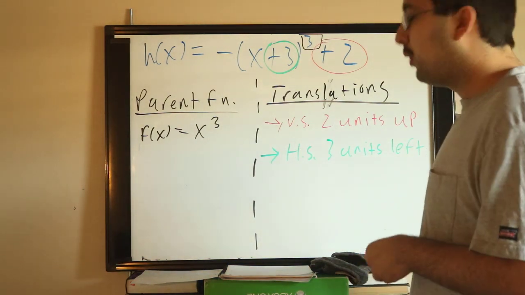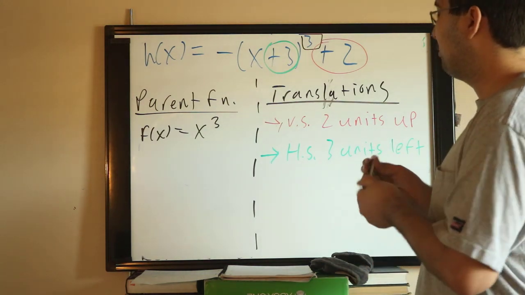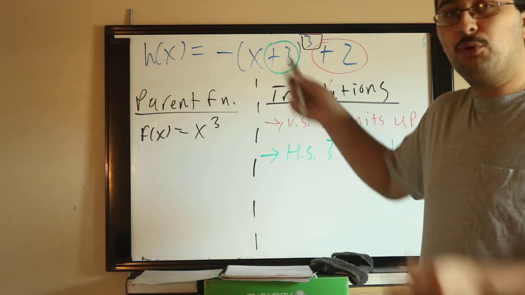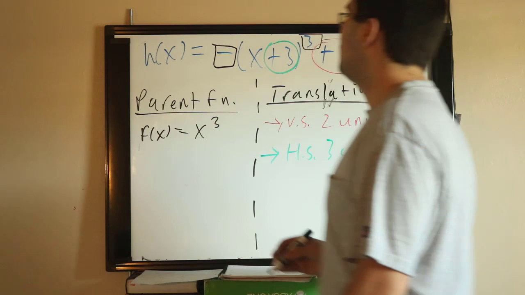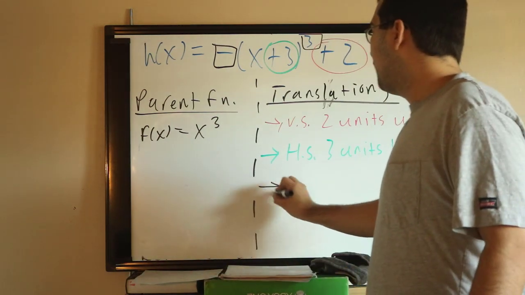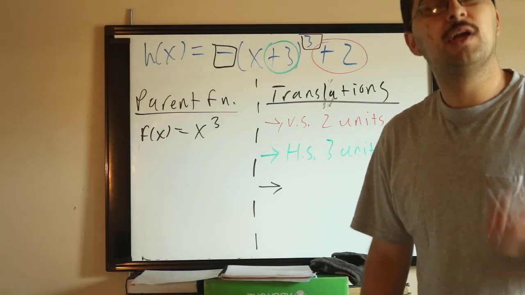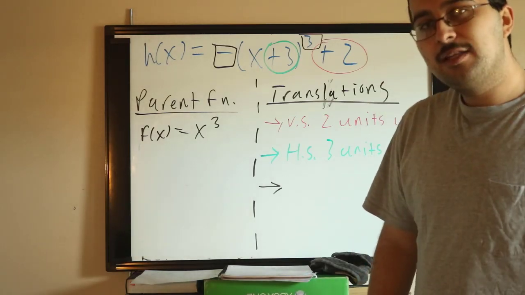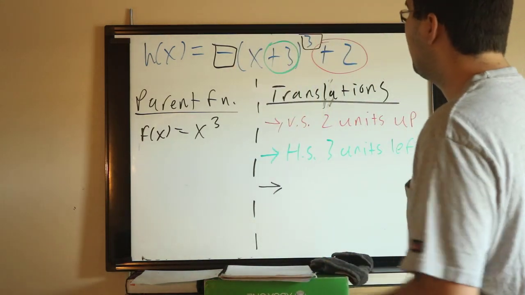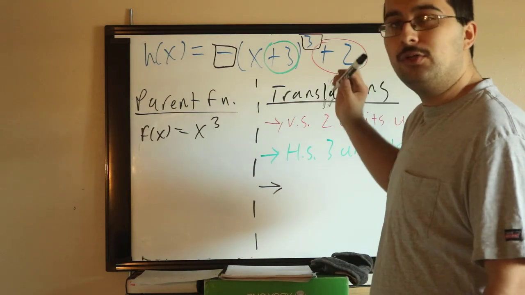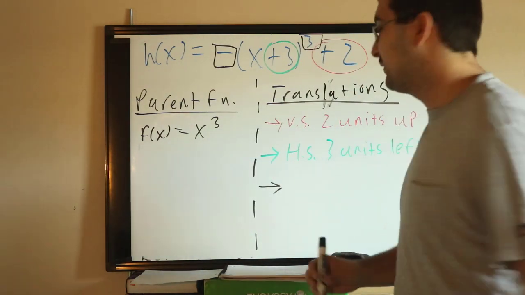Now, there is one more translation present. I've used up my colors, so I'm going to go back to black. All right, and that is the multiplication of the negative. That is our last translation. And again, we have to ask ourselves, where are we multiplying this negative number? Am I multiplying outside the parent function, or am I multiplying inside the parent function? And we can see here I am multiplying outside the cubed, so this for us is a reflection across the x-axis.